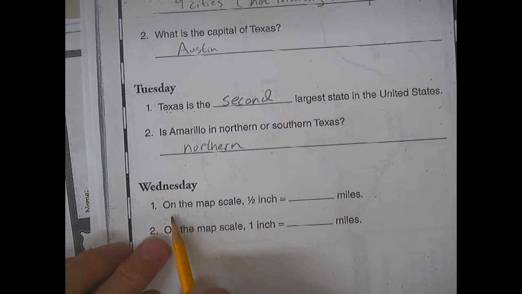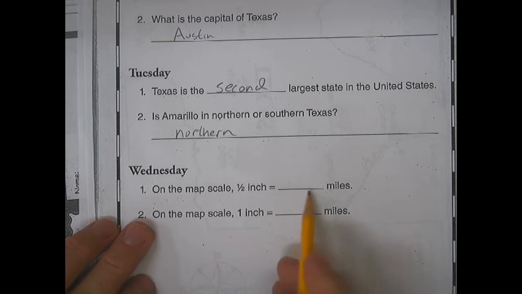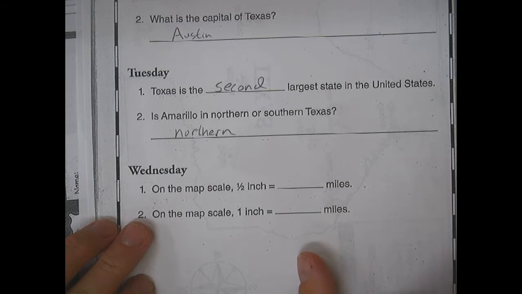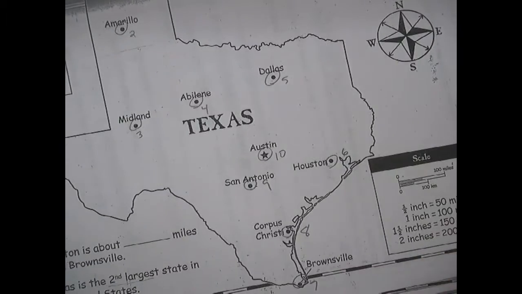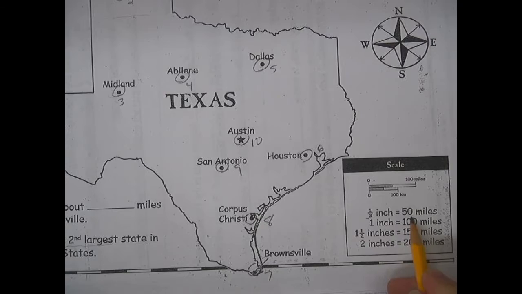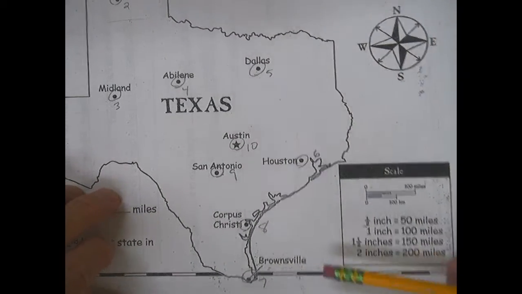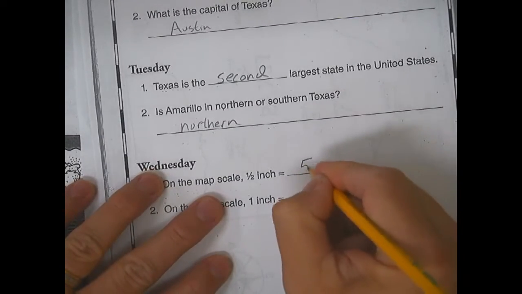So let's see what we got here. On the map scale, a half inch is equal to how many miles? And while we're at it, an inch is equal to how many miles? So we have this scale down here, and it says that a half of an inch is equal to 50 miles, and 1 inch is equal to 100 miles. So we're going to go ahead and put that in here, and I'll show you later on what we're going to be doing.